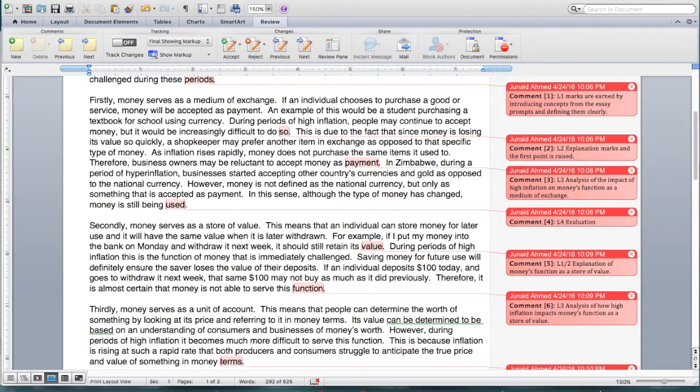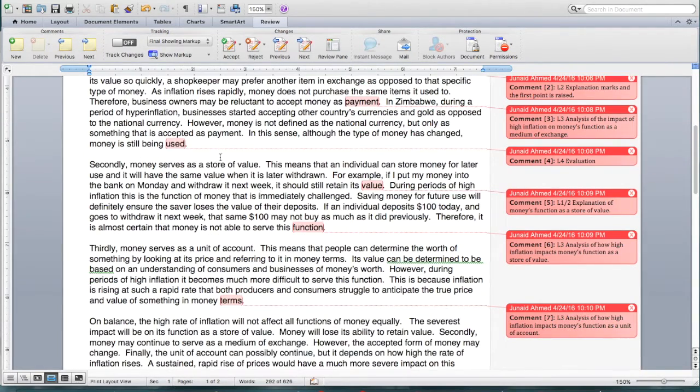But it's just the different type. Secondly, money serves as a store of value. This means that an individual can store money for later use and it will have the same value when it's later withdrawn. For example, if I put my money into the bank on Monday and withdraw it next week, it should still retain its value.